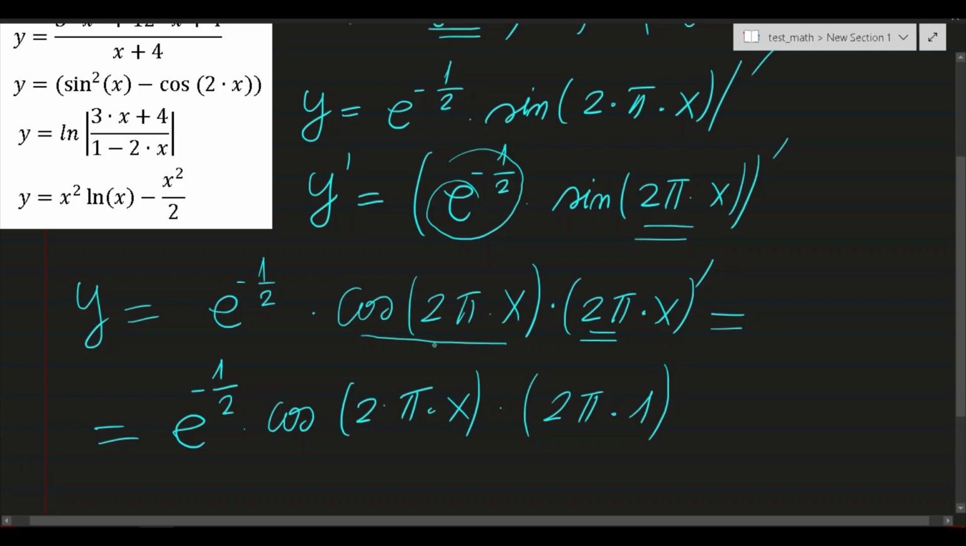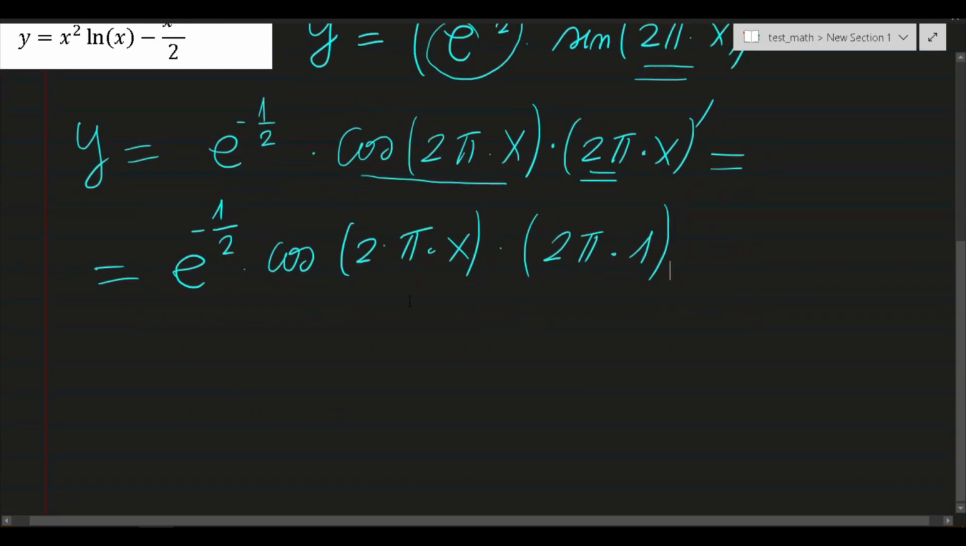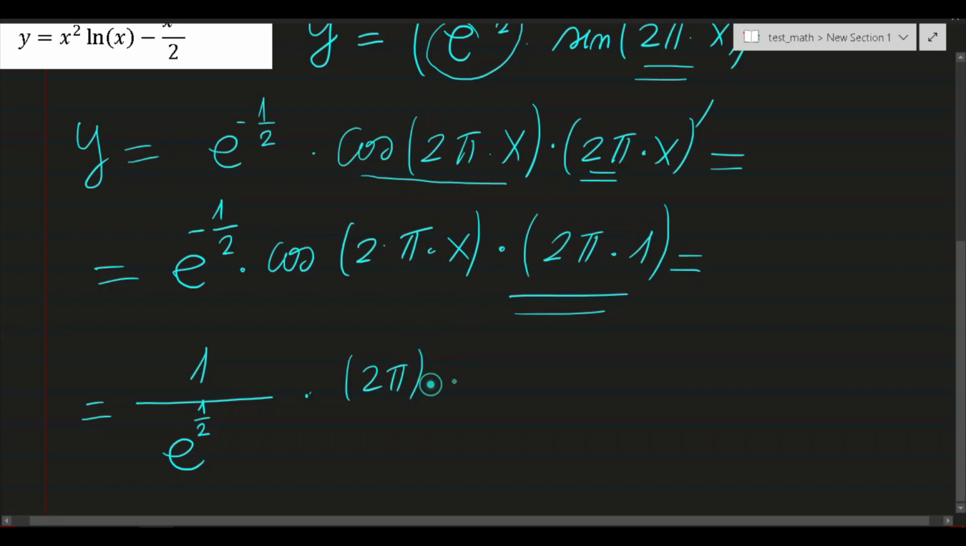Now, just a second to make more space. Here, when we have the negative power, it goes to the fraction 1. Here we have 1 to the power 2. We can change the place when we have multiplication. We can change: 1 multiplied by 2 pi is 2 pi. We have cosine 2 pi x. This denominator has the value 1.